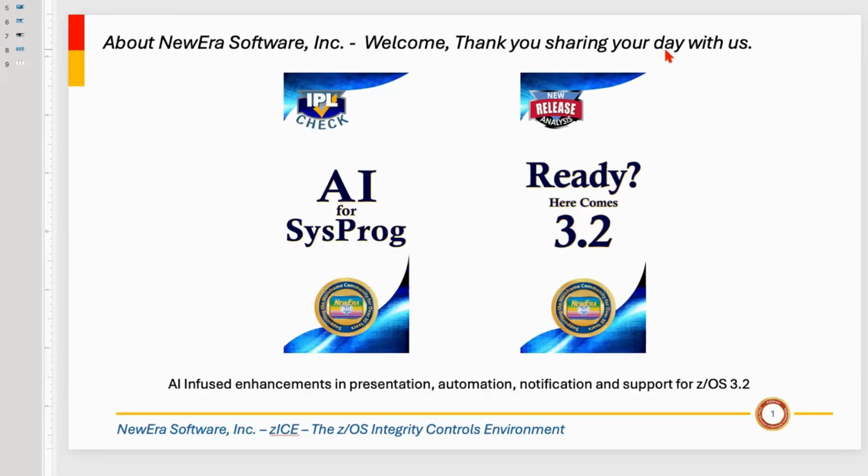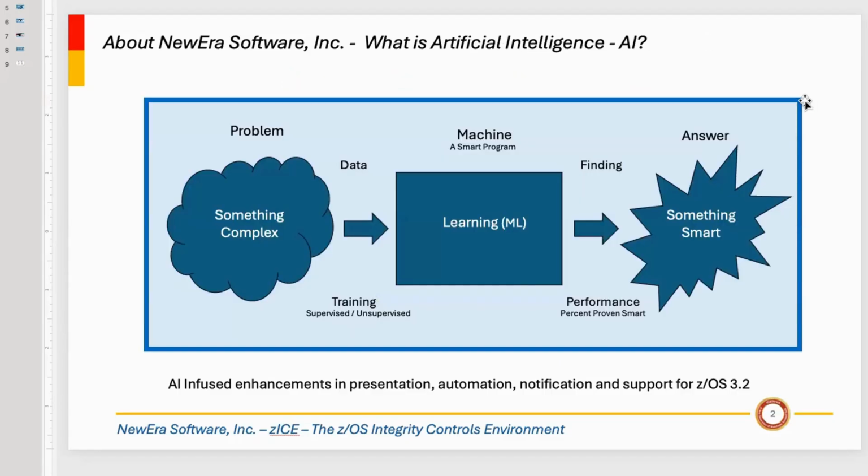But as we get started here, I want to take an opportunity just to do something that might level set us all to understand more clearly where we're coming from when we talk about AI. So this is a very high level picture here, and the question is, what is artificial intelligence? Well, essentially, artificial intelligence is an attempt on our part to create a machine, in our case, a smart program, that can solve a complex problem and provide an answer that would be viewed as having done something smart.